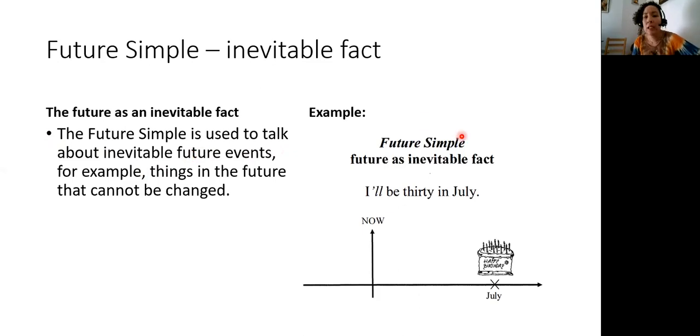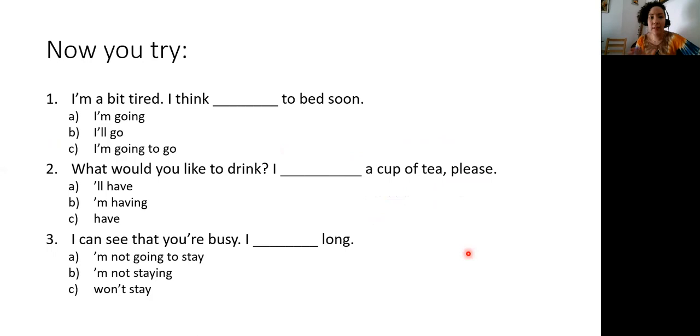All right, so here we go. I'll be 30 in July. Okay, this person cannot change his age. Time continues to move in a continuum. So if the person is alive in July, they will be 30 years old, okay? Great. Now it's your turn. Give it a shot.